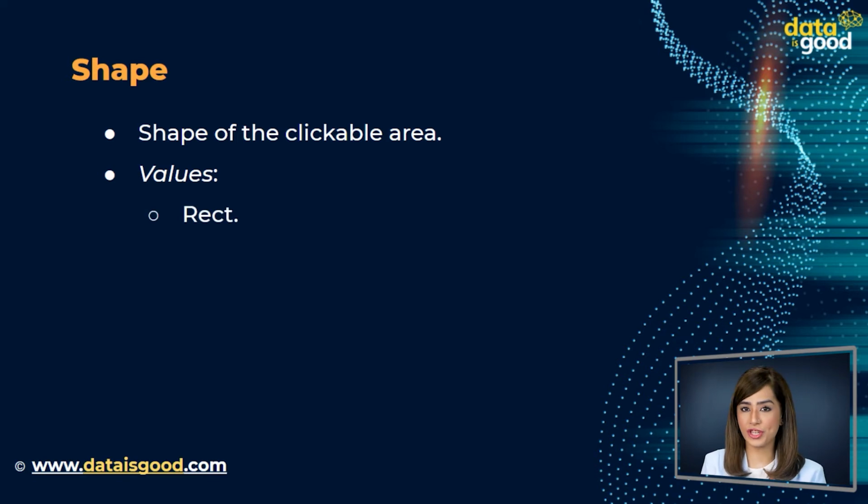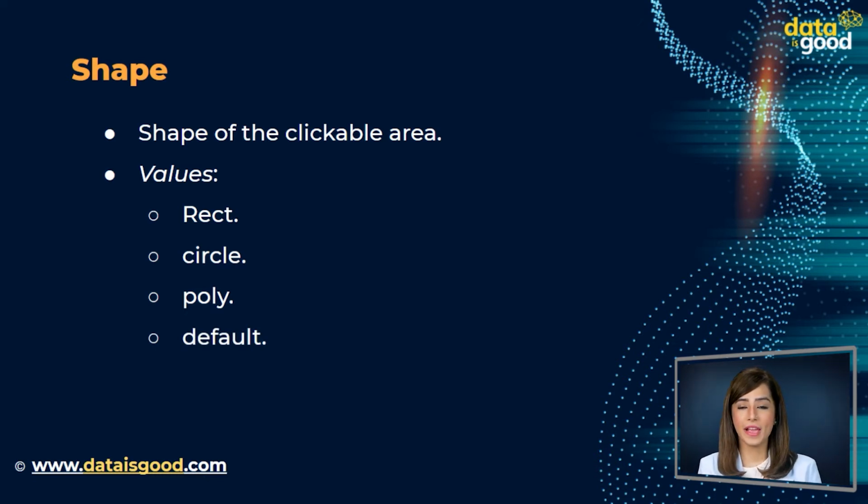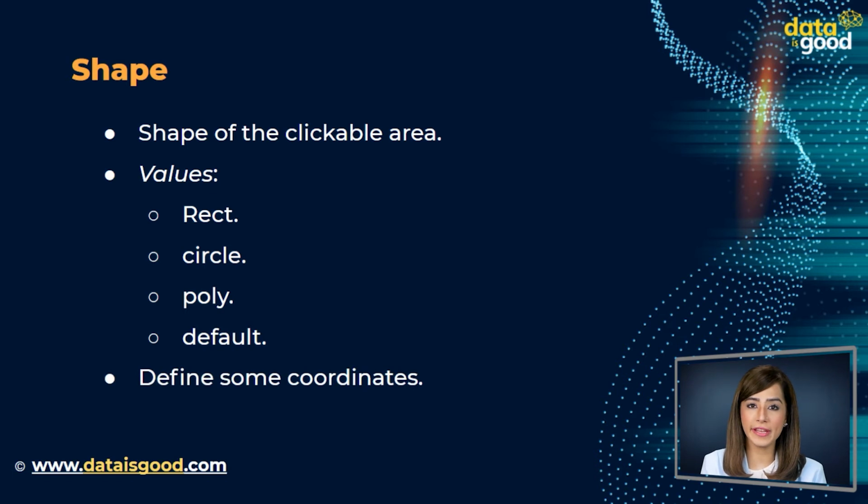Rect, which defines a rectangular region. Circle, which defines a circular region. Poly, that defines a polygonal region. Default defines the entire region. You must also define some coordinates to be able to place the clickable area onto the image.